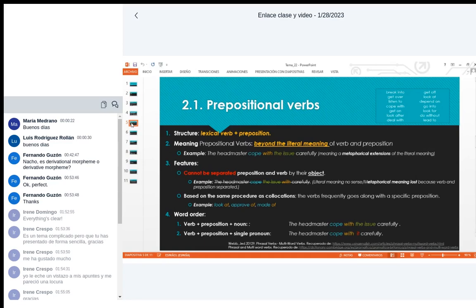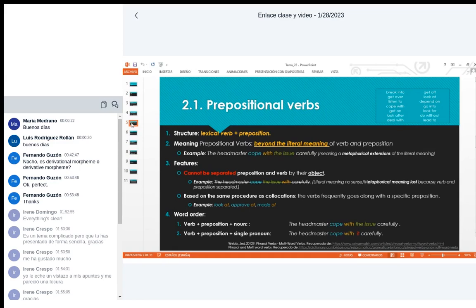This word order, for example, the verb plus the preposition plus the noun. For example, the headmaster coped with the issue carefully. Now here we have cope with, it goes together, and we cannot change the word order, because then the meaning would be different and the syntax would not be correct. And the same happens if we change the issue for it.